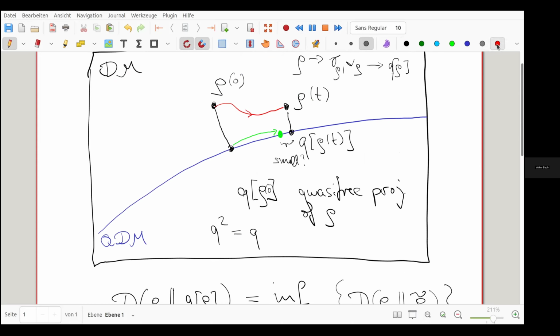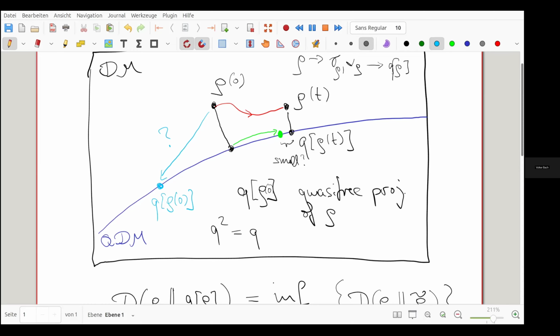Let me just give an alternative. Could it be that the projection leads us here? Is this maybe a better way of describing Q of rho 0? And the answer is no.